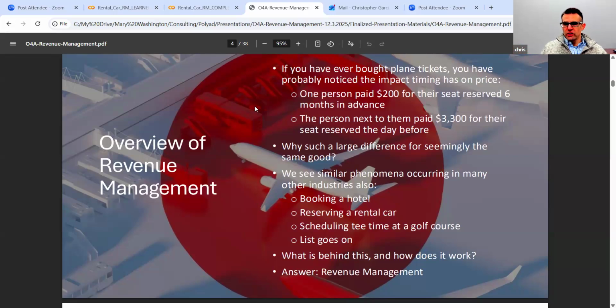And so, why such a large difference for seemingly the same good? Obviously there's a difference in timing, but why does that result in such a huge price difference? So this is revenue management at work. And by the way, we see this not just in the airlines, but in many other industries as well. For instance, booking a hotel, reserving a rental car, scheduling a tee time at a golf course. These are all different areas where we see revenue management at work. And so, what's behind this difference in pricing? How does that work? And how do companies do this appropriately? And the answer is revenue management.